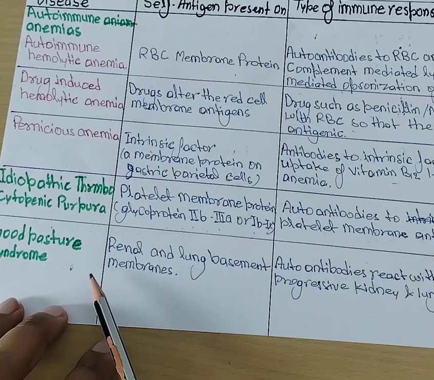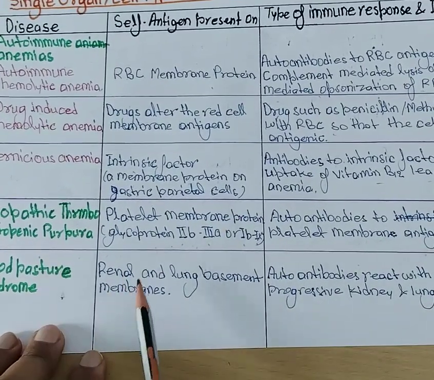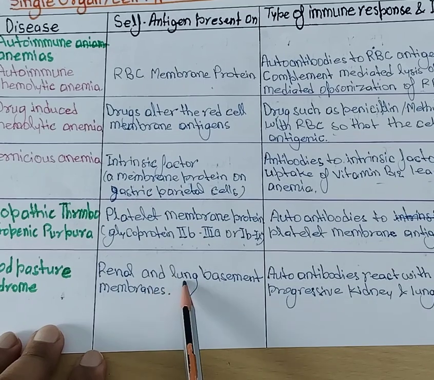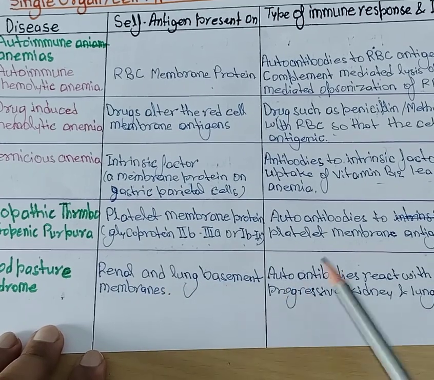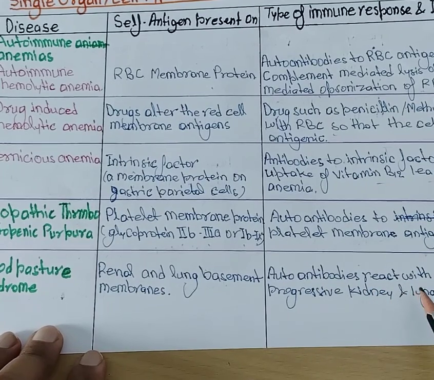Goodpasture syndrome. Here the self-antigen is present on renal and lung basement membrane. Autoantibodies generated against renal and lung basement membrane react with the antigen, leading to progressive kidney and lung damage.